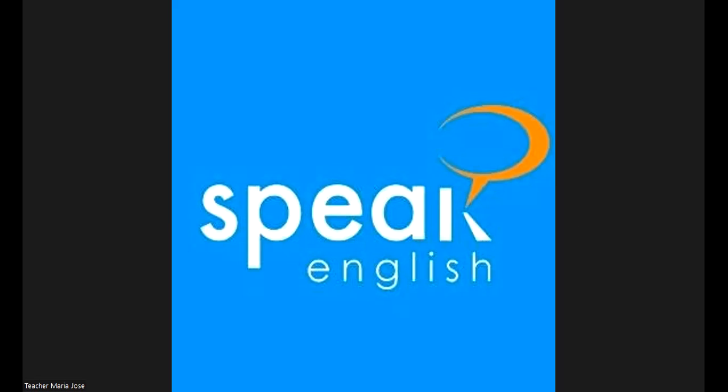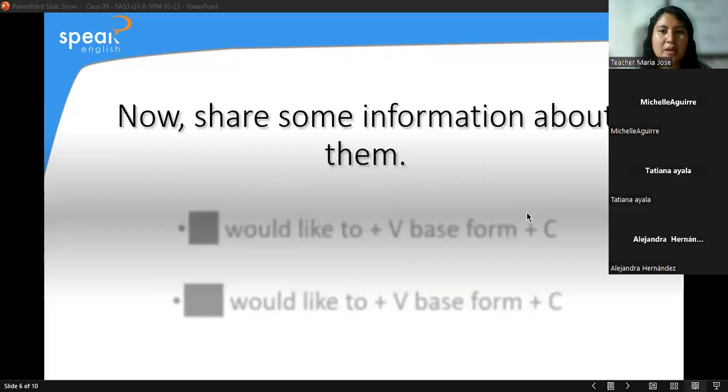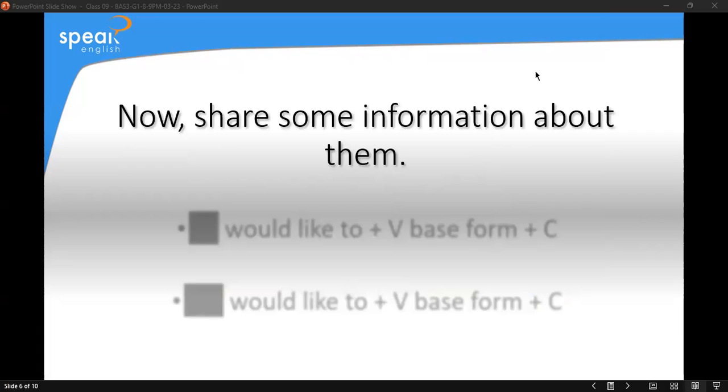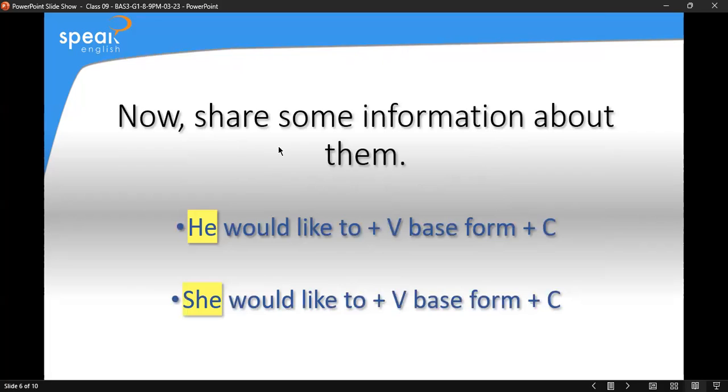Okay, perfect. Welcome back. So the other group is still working. So I think we're going to start with our information. Okay, so this is what we are going to do. Now that we have the information from our classmates, we can share those specific ideas, okay? For example, in order to talk about what my classmates say, I can say, he would like to, and then you tell me what they say.